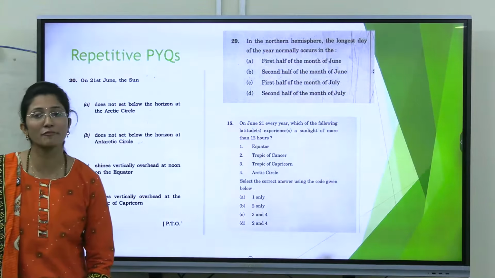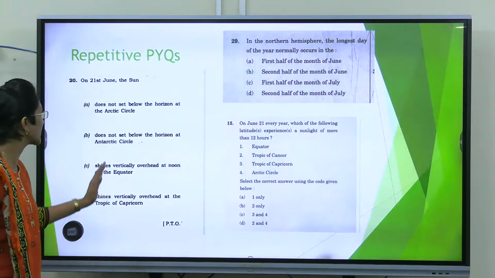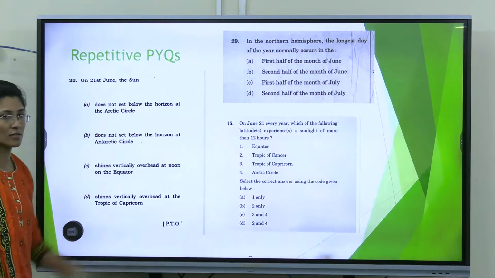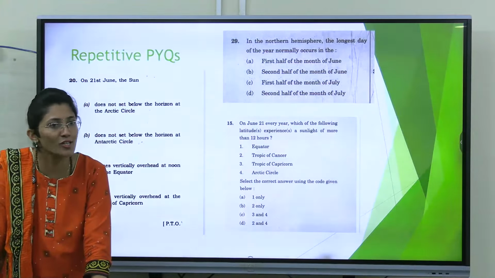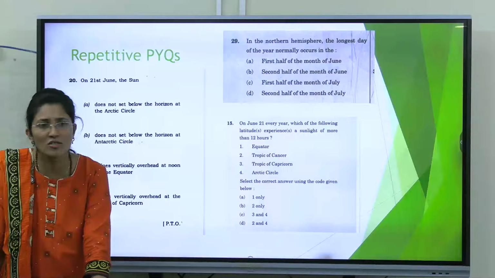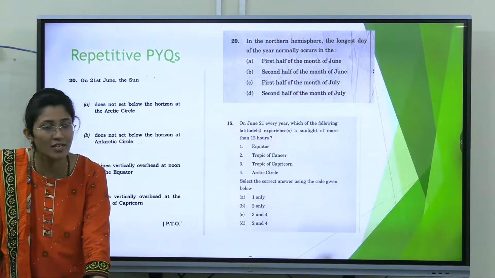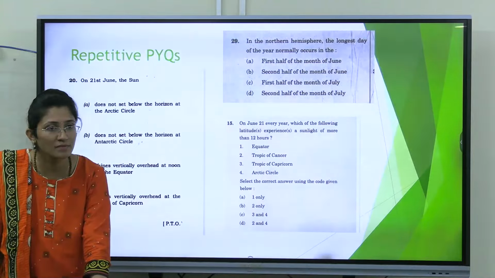Look at the repetitive pattern in geography. This is a 2019 question which states that on 21st June, the sun... So what happens on 21st June? 21st June is the summer solstice. So the sun is over the Tropic of Cancer, right? That means in the northern hemisphere, we experience which season?